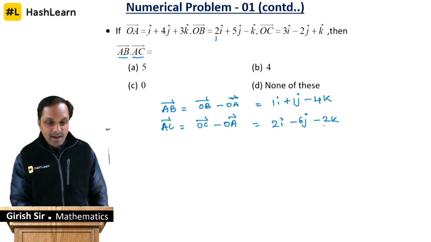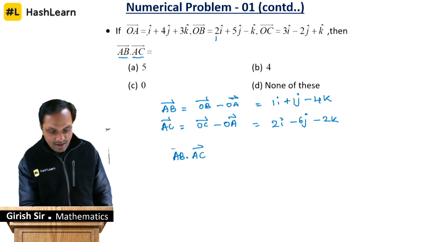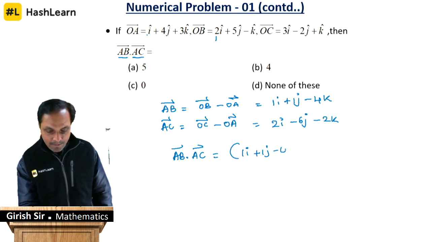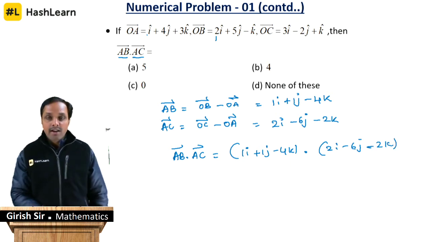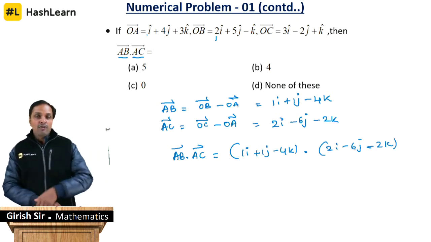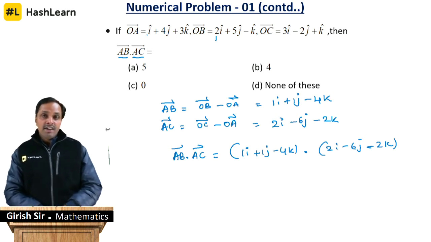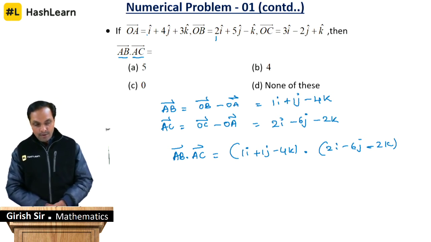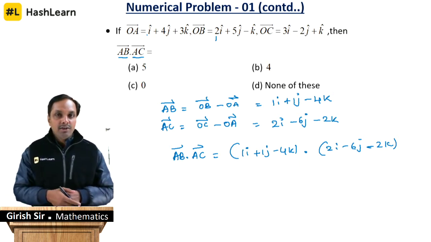So what do you have to do? Now you have to dot them. So AB dot AC has to be computed. Let me write 1i plus 1j minus 4k dot 2i minus 6j minus 2k. So what do you do here? Multiply I with I, because that will give you 1. J with J, K with K. When you do I with J, J with K and K with I, that part will become 0 and vanish.